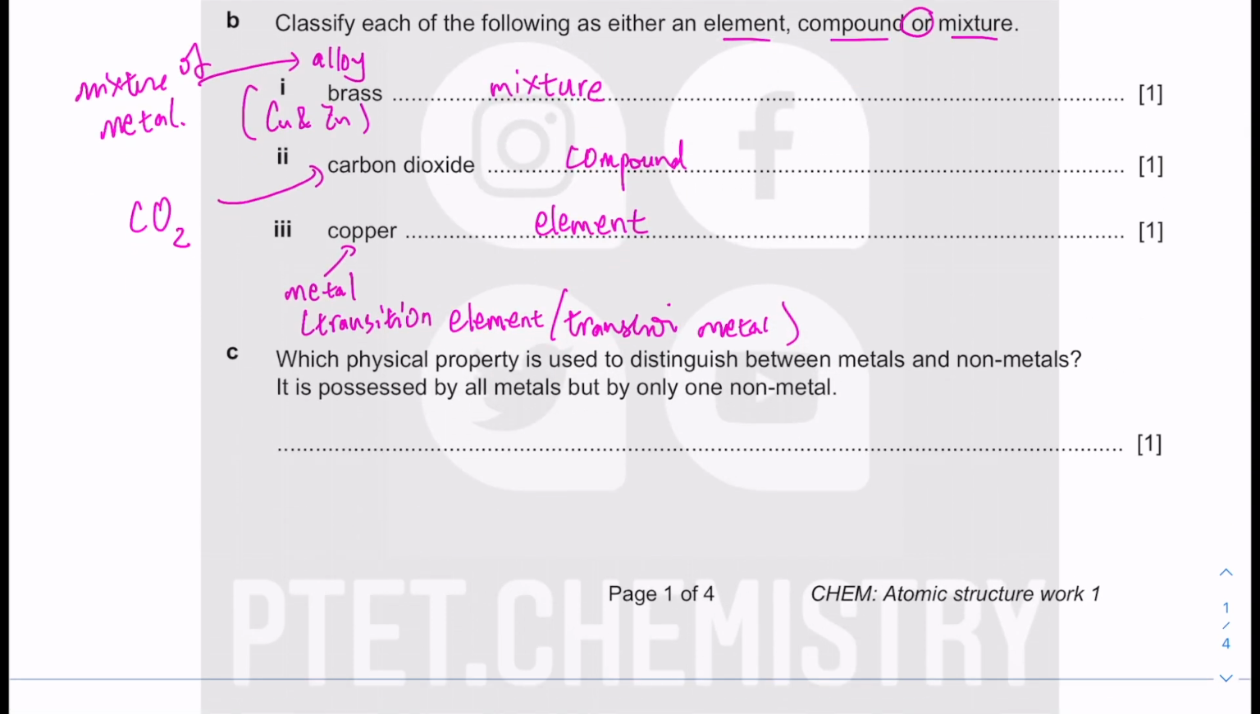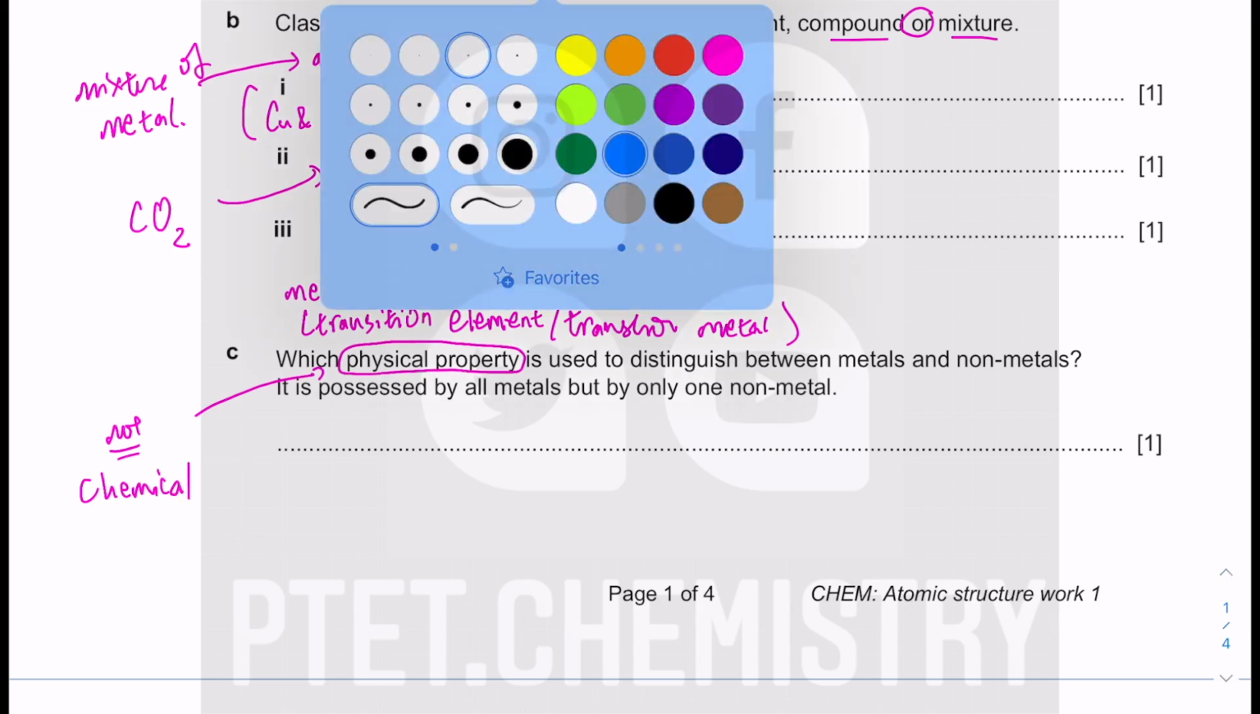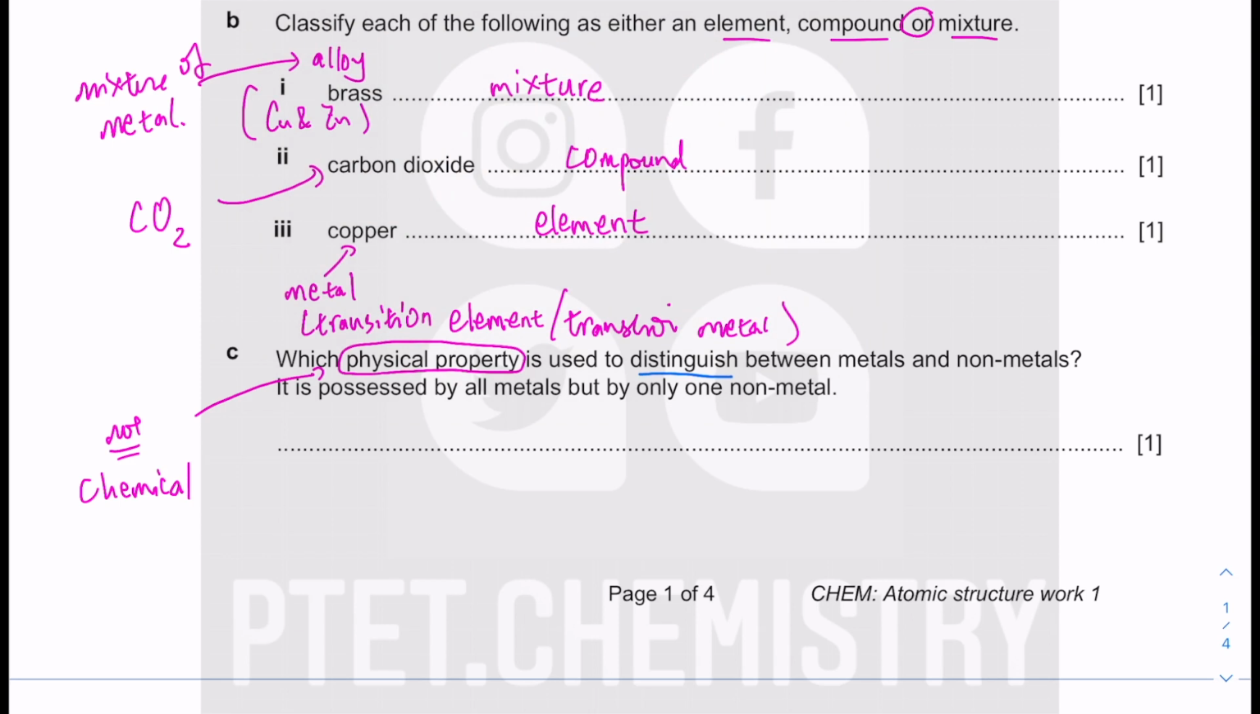Which physical property, so you need to read the question, physical, not chemical, okay, so it's got nothing to do with chemical property or chemical reactions. Which physical property is used to distinguish between metals and non-metals? It's possessed by all metals, but by only one non-metal. Okay, it's possessed by all metals, but by only one non-metal.